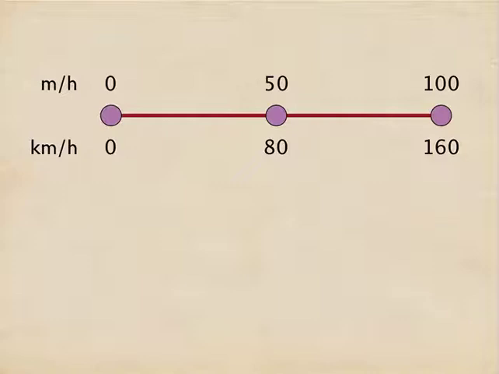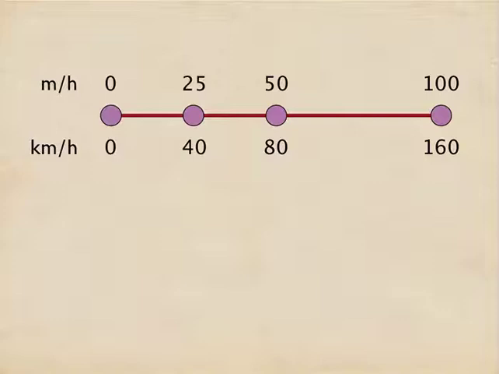Let's do another one. Let's go halfway between 0 and 50. Well, half of 50 is 25, so we're going 25 miles per hour. Halfway between 0 and 80 is 40. So that's the same thing as 40 kilometers per hour.